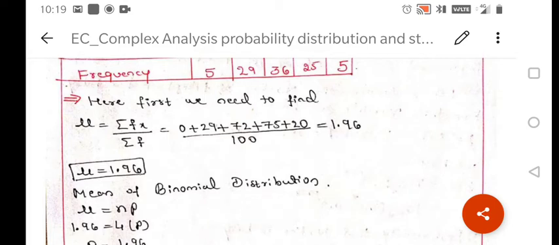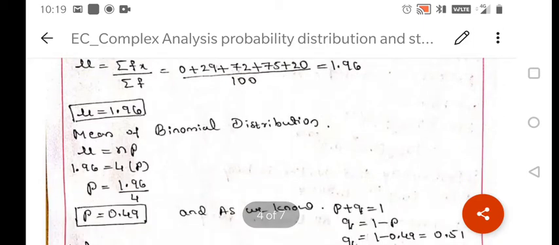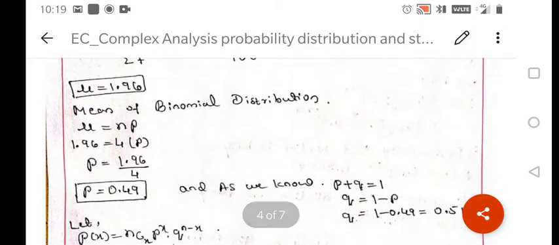Here first we need to find mu, which is summation of f of x upon summation of f, which comes to around 1.96, and the mean of the binomial distribution mu is equal to np. That means 1.96 is equal to 4 into p. That means p is equal to 1.96 upon 4. This implies p is equal to 0.49.